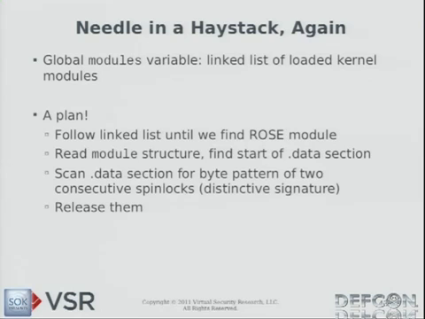Fortunately, it's actually pretty easy to find. There's this global modules variable, which is the head of a linked list of loaded kernel modules. So what we can do is follow this linked list until we find the module named ROSE, and read the module structure that is hanging off this linked list until we find where the data section of the ROSE module is. Now that we know where the data section is, we can scan it for a byte pattern that represents a distinctive signature of what these spin locks look like in memory. And that's unique, so that will always work. And then once we find them, we can release them by, I think, incrementing them.